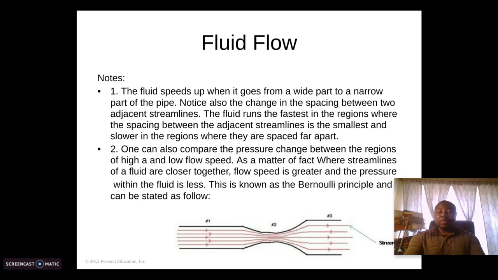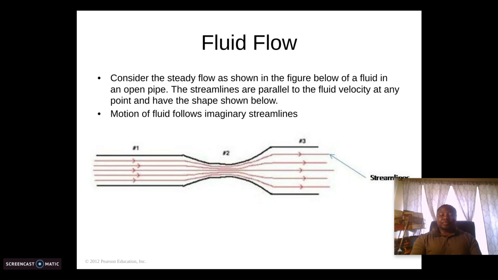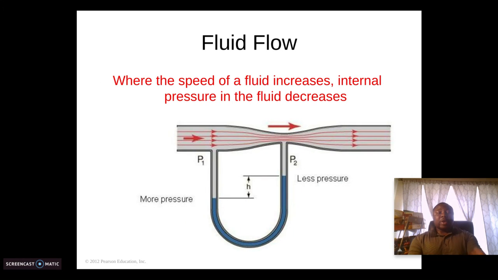So where streamlines of a fluid are close together, flow speed is greater and the pressure within the fluid is less. That principle is what we generally refer to in physics as the Bernoulli principle. The statement is: where the speed of a fluid increases, internal pressure in the fluid decreases. You can see in the diagram below the pressure P1 and the pressure P2. P1 is higher than P2. You can actually see that difference, right?